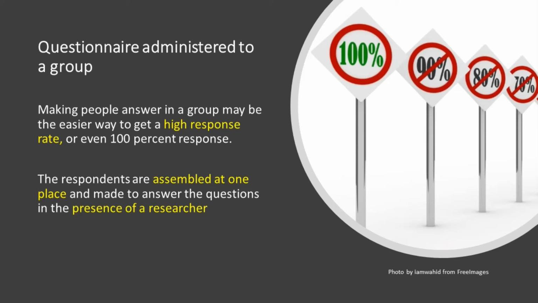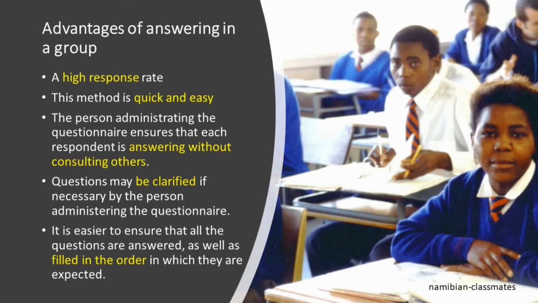Making people answer in a group may be an easier way to get high response rate, or sometimes even 100% response. The respondents are assembled in one place and made to answer the questionnaire in the presence of the researcher. The latter also ensures that the sample is proper and no one from outside is intruding. The advantages of answering in a group are evident. There is a high response rate. The method is quick and easy.